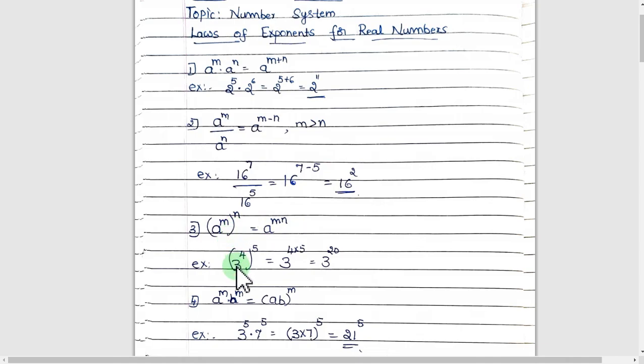So here, for example, 3 to the power of 4 whole to the power of 5 is equal to 3 to the power of 4 into 5, is equal to 3 to the power of 20. Here in this case we cannot multiply m and n directly. So here we can multiply the numbers and write the product in the next step. 4 into 5 is 20.